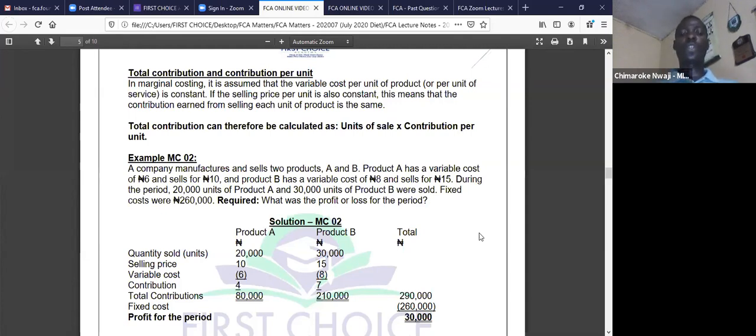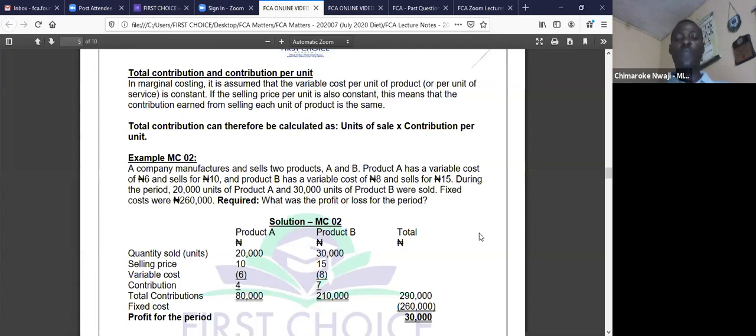Now, what is your total contribution? All you need to do is, your total contribution, we said, is your units of sale, which is 20,000, multiplied by your contribution per unit, 4 naira. That gives you 80,000 naira. And when we do the second one, we say it is 30,000 units multiplied by 7 naira, which will give you 210,000 naira. When you add the two of them, 80,000 plus 210, you get 290.